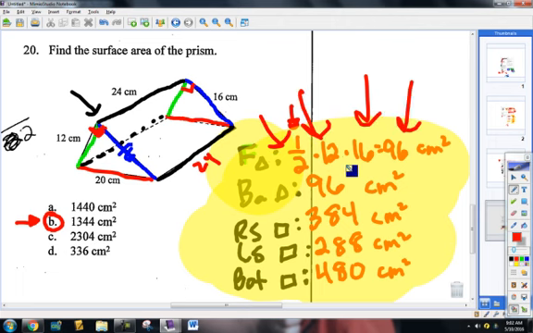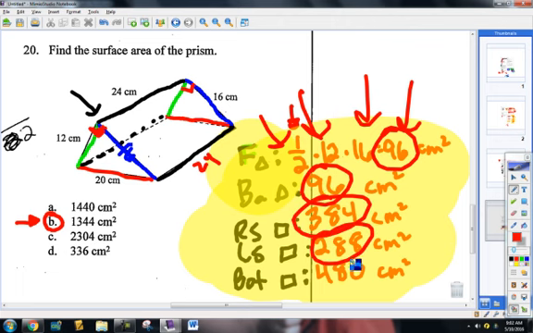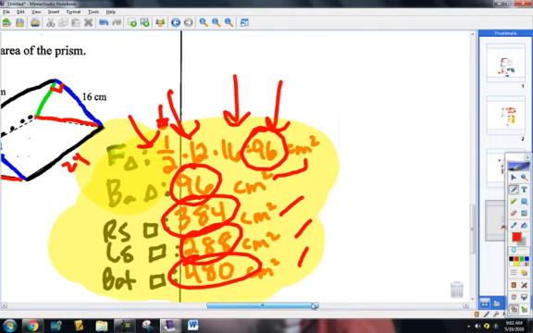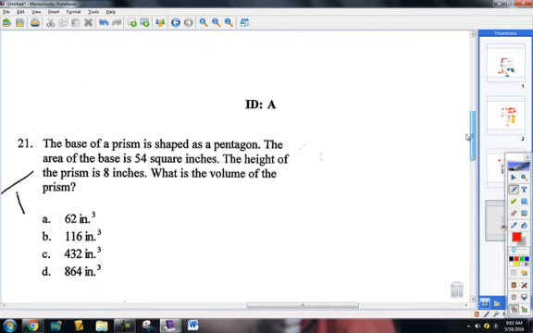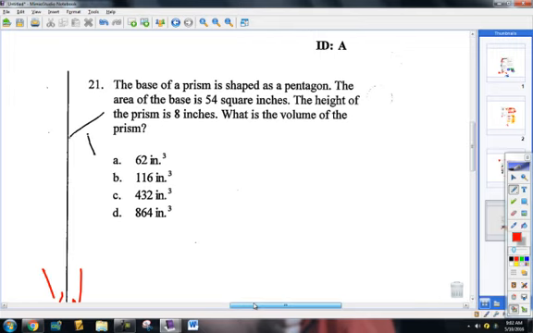You had to have that exactly. You had to have 96 for your triangles. You had to have 384 for your right side or your top, whatever you want to call it. You could add 288 for your left side and 480 for your bottom side. And you also had to have centimeters squared on all these. You guys got that? Everybody got that? Okay. Everybody make sense of that now? This one here, yeah?